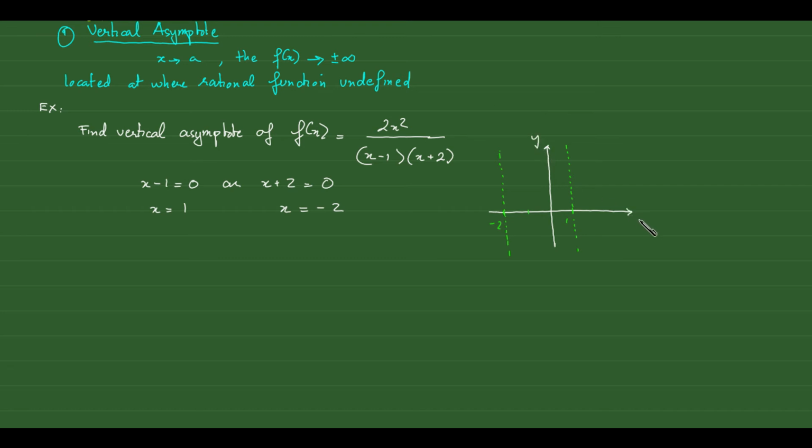There you go. So we have two vertical asymptotes, and you just look at the denominator. This is the equation for the vertical asymptote. First vertical asymptote, second vertical asymptote. So vertical asymptotes seem to be very easy to find.